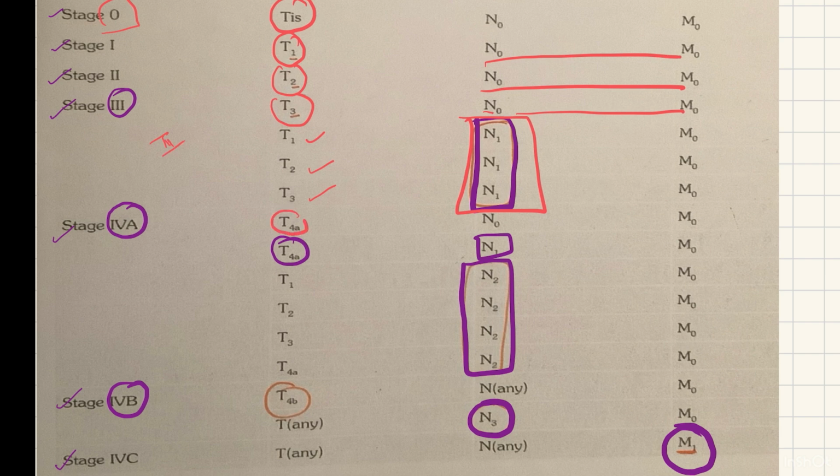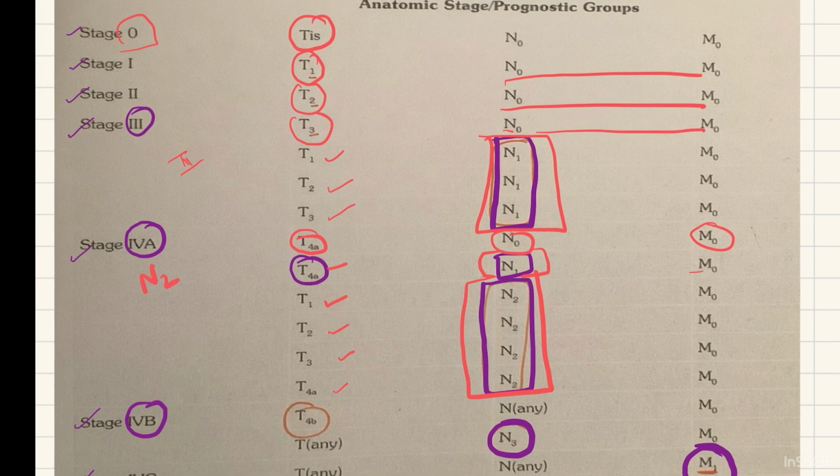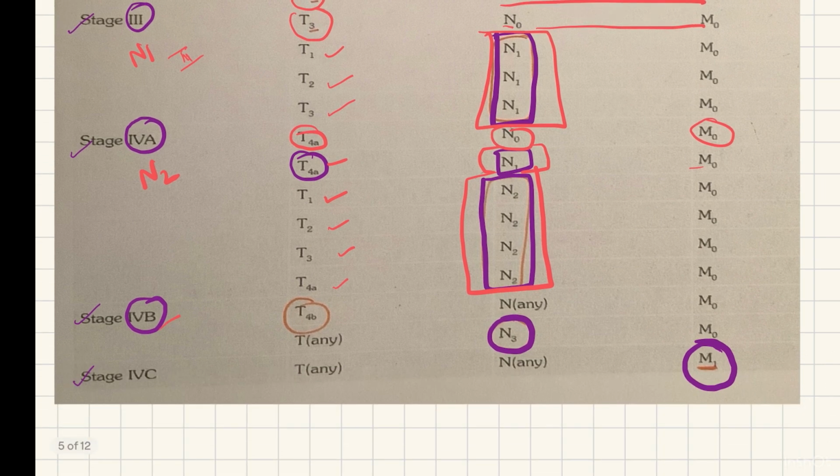Stage 4, simpler form will be T4A, no node, no Mets. T4A, again, we can have nodal 1, but no Mets. Then, if nodal status 2 is represented, then it could be with T1, T2, T3, T4 till T4A. So, all the T status till now that we have read with N2. So, if N2 is there, stage 4. If N1 is there, stage 3. Now, stage 4B. Stage 4B is T4B. So, then you can take any node and Mets will be 0. Or you can take any T, but N3 is the nodal status. So N3 in stage 4B. Then stage 4C, we know Mets present, so it could be any T or any N.